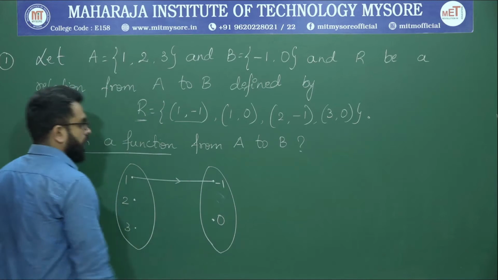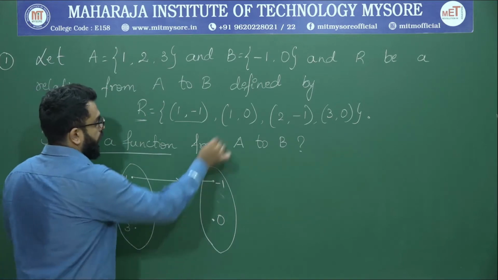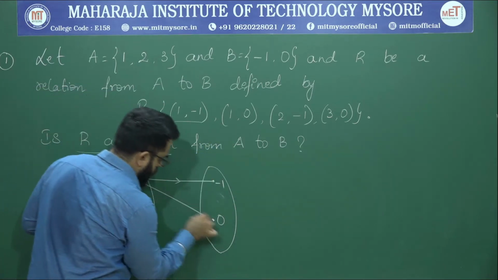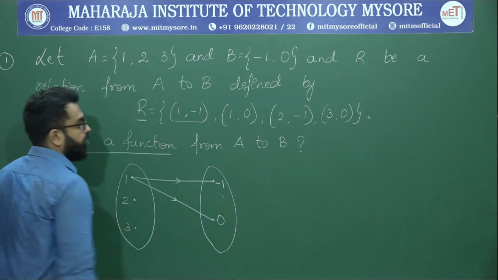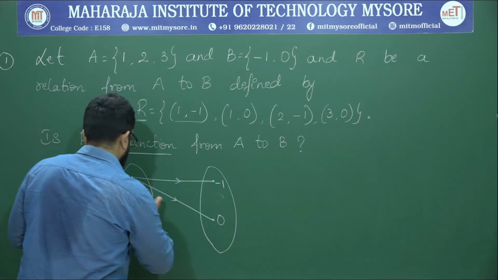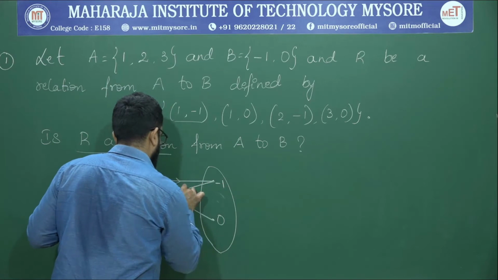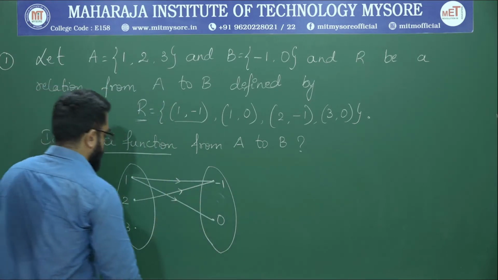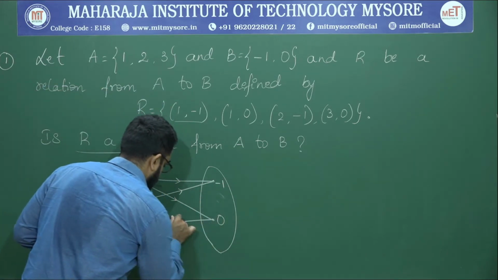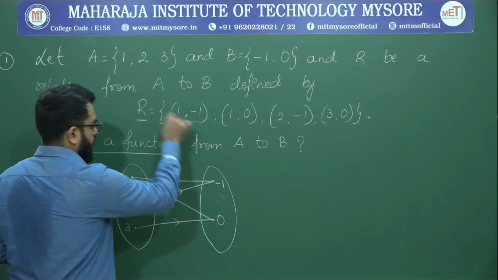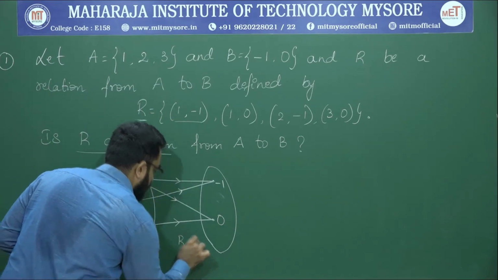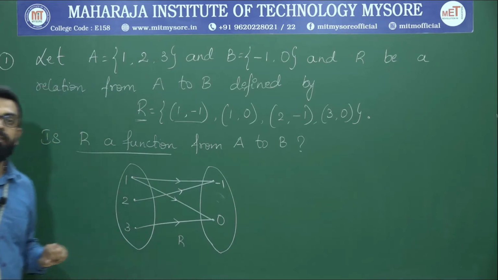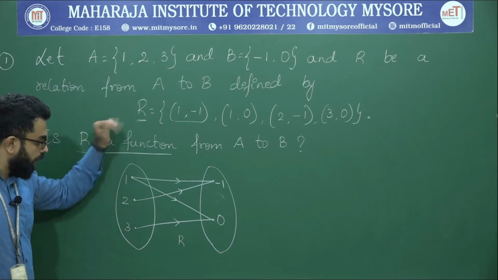We will take this. 1 is mapped to -1. Similarly, 1 is mapped to 0. We will take this also. 2 is mapped to -1. Then 3 is mapped to 0. These are the mappings given by the relation R.